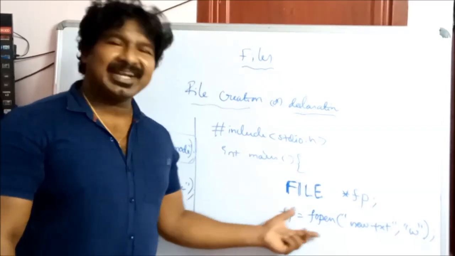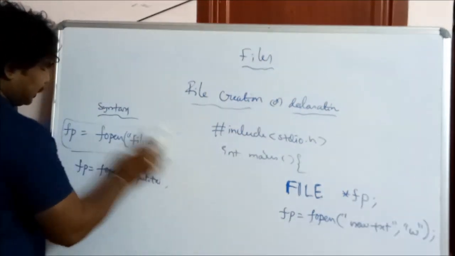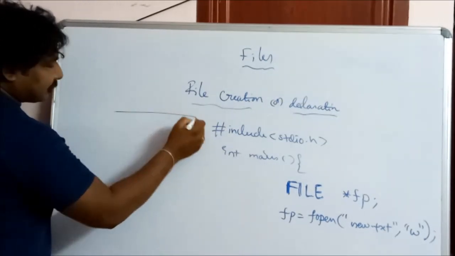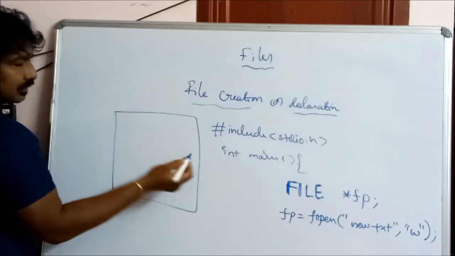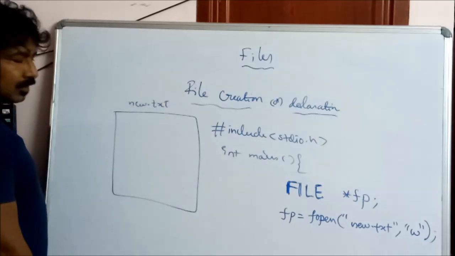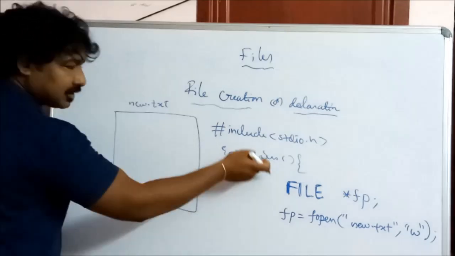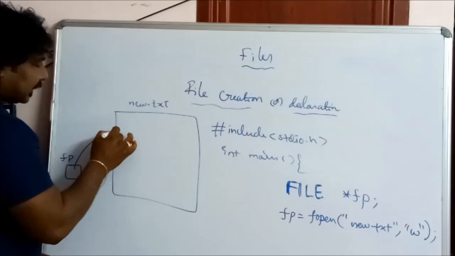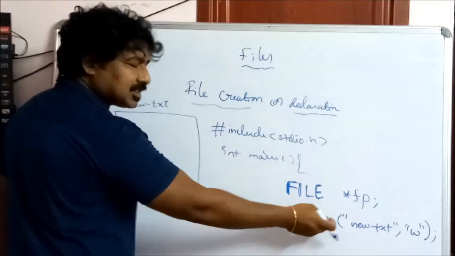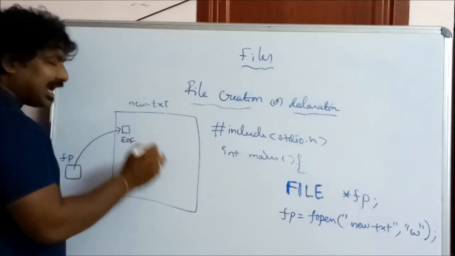So what happens when I open the file new.txt? I'll show you with an example figure. If this is the file, that creates a file called new.txt. And there is an fp here, a file pointer, which is a FILE structure type. This will point to the first byte of my file. When you are newly creating this file, the first byte will be EOF, that is the end of the file.